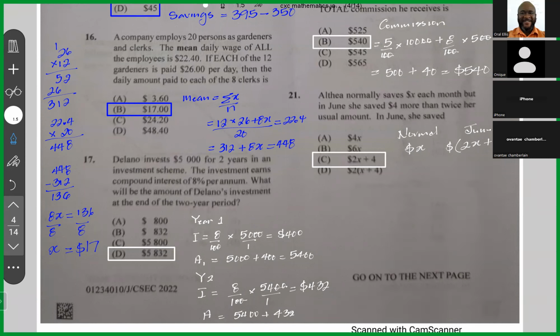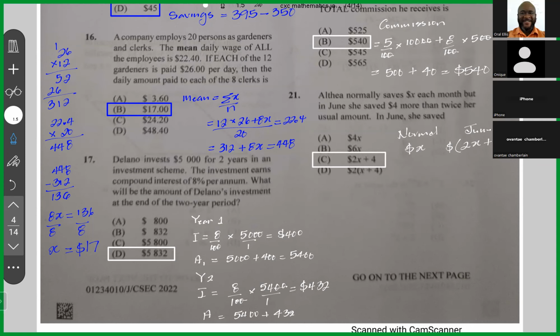Can I tell you what that is saying? Mean is another way of saying average. What this is saying is that if I add up the wages of the 20 people and divide it by 20, I'm going to get an average of $22.40. So the mean is equal to the sum of the values divided by the number of values.